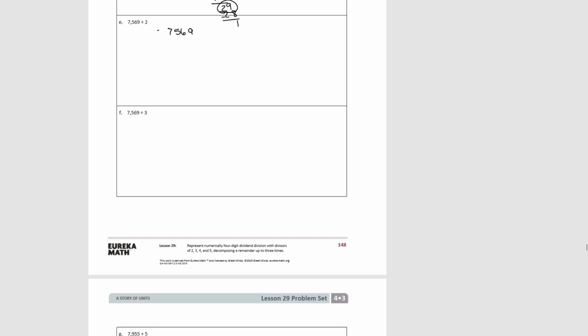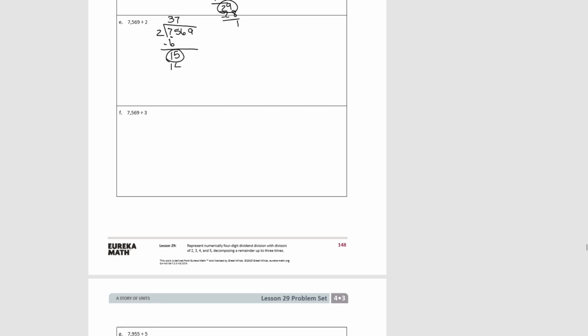7,569 divided by 2. Start with the thousands. We can put 3 thousands in each group and use 6 thousands. We have 1,000 left, which will decompose into 10 hundreds and add it to the 500s that are there. So we have 15 hundreds. We can put 7 in each group.